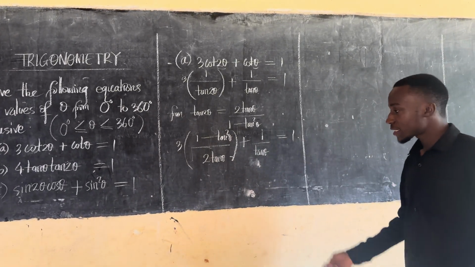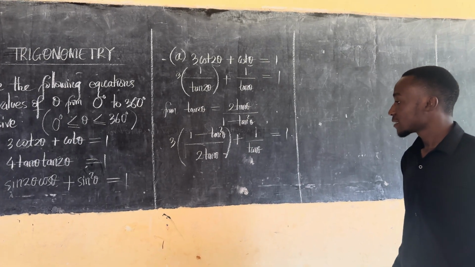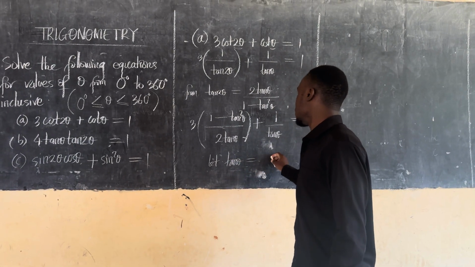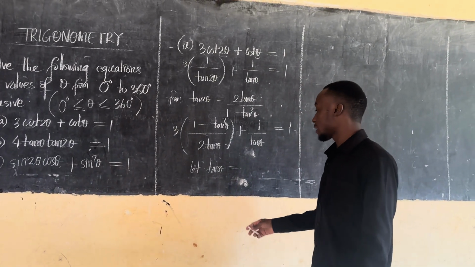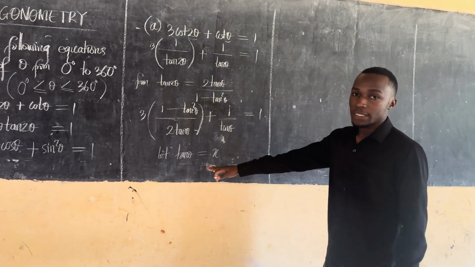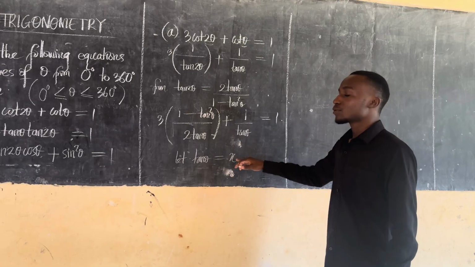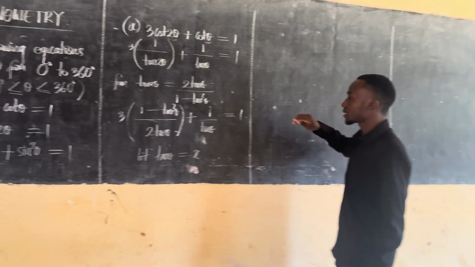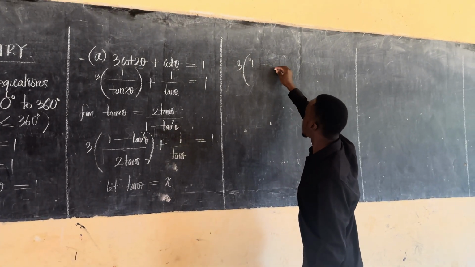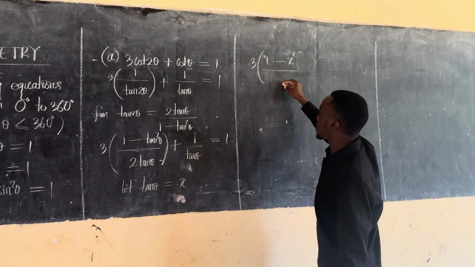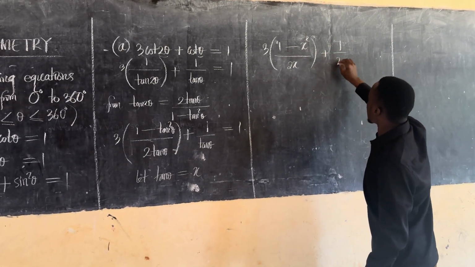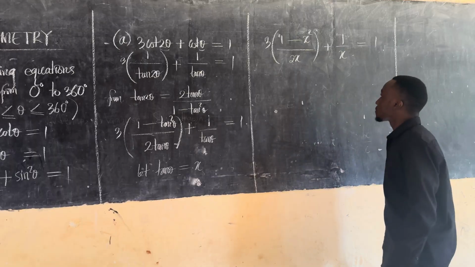Now from this very step, I can let tan theta be equal to any other letter or variable. So let me say x. Be very careful, don't let tan theta be equal to theta. You should use some other different letter. Now our problem becomes 3 times 1 minus x squared all over 2x, plus 1 all over x, equal to 1.